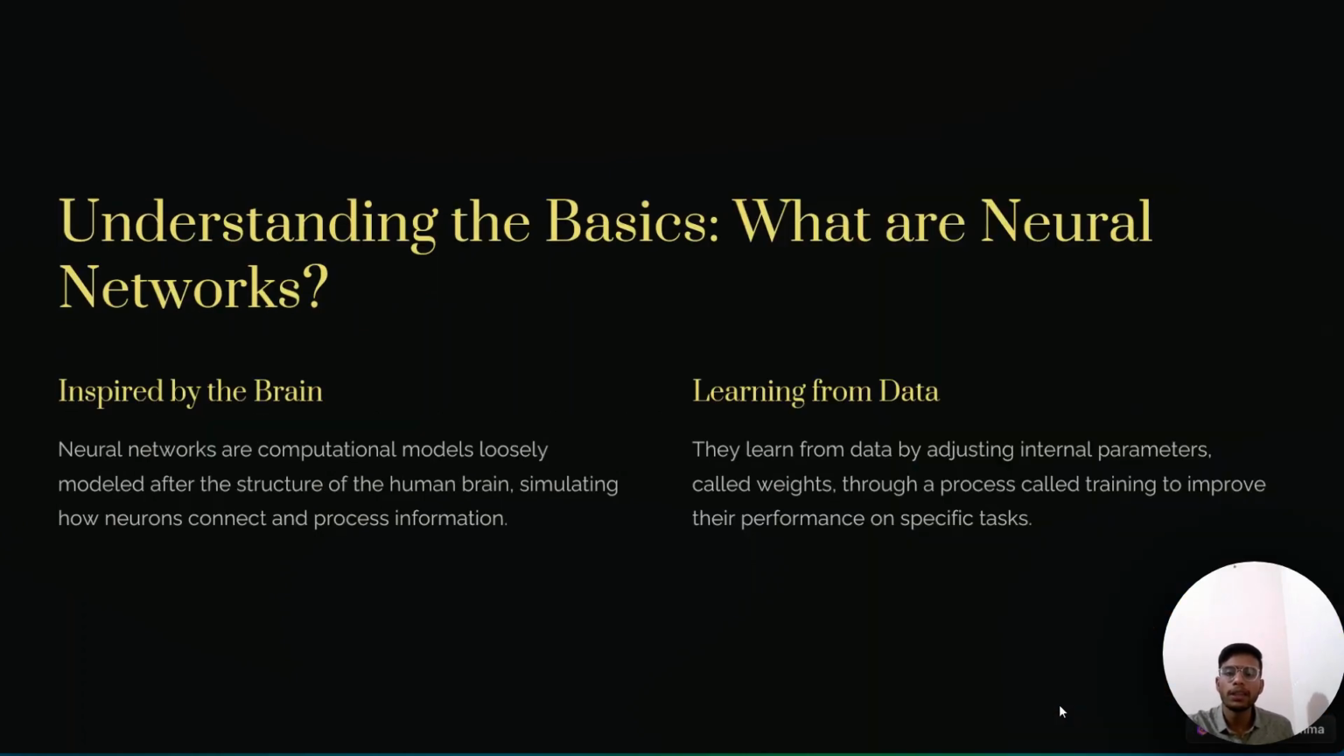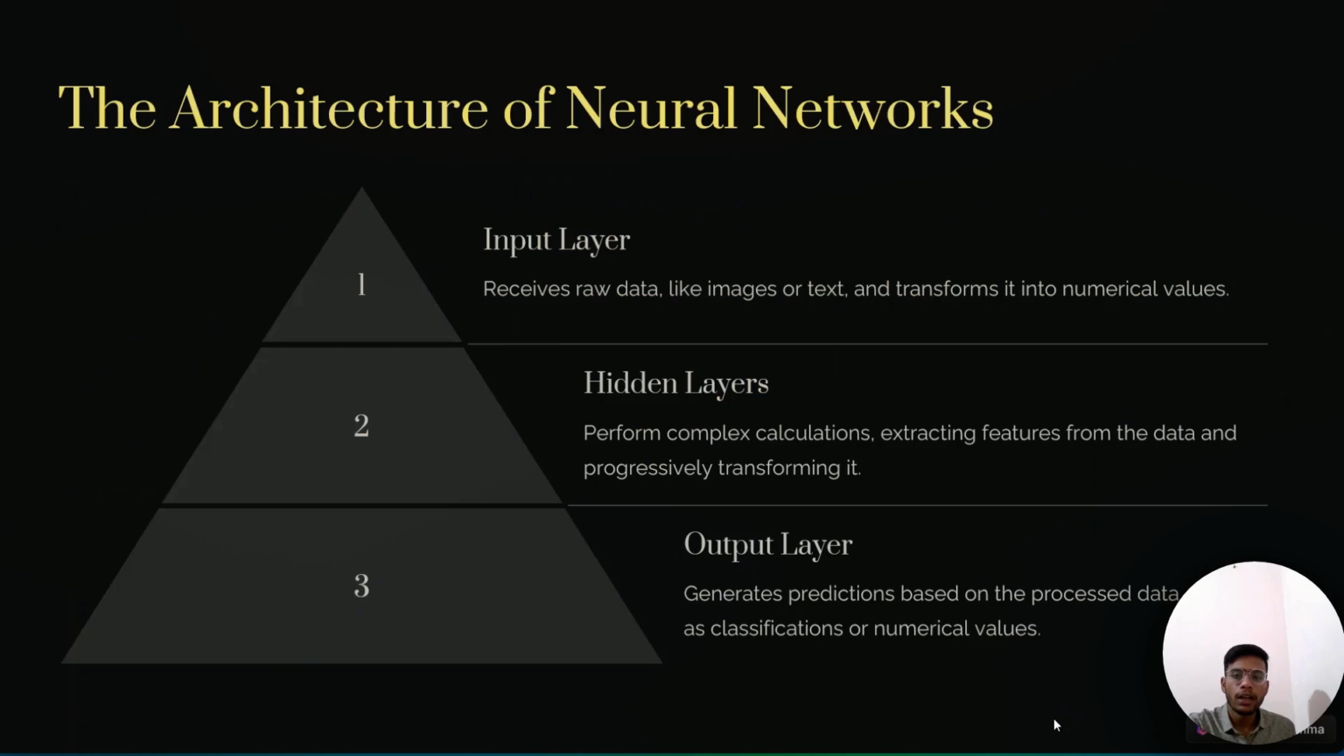First, we have to understand the basics of neural network. First, we know what is neural network. Neural networks are computational models loosely modeled after the structure of the human brain, simulating how neurons connect and process information. Now, learning from data. They learn from data by adjusting internal parameters called weights through a process called training to improve their performance on a specific task.